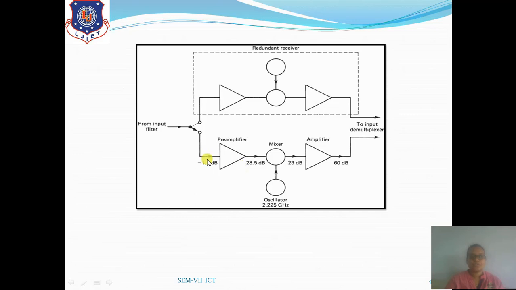From the input filter we have a signal with a power level of minus 1.5 dB, which is passed through this LNA, and after passing through the LNA, the power level increases up to 28.5 dB. Similarly, here you can see the dotted block, which is the same as the block below, called the redundant receiver, which we have seen in the previous slide. Right now it is connected over here, but if any block in this diagram fails, then through the command it is automatically switched to this redundant receiver.